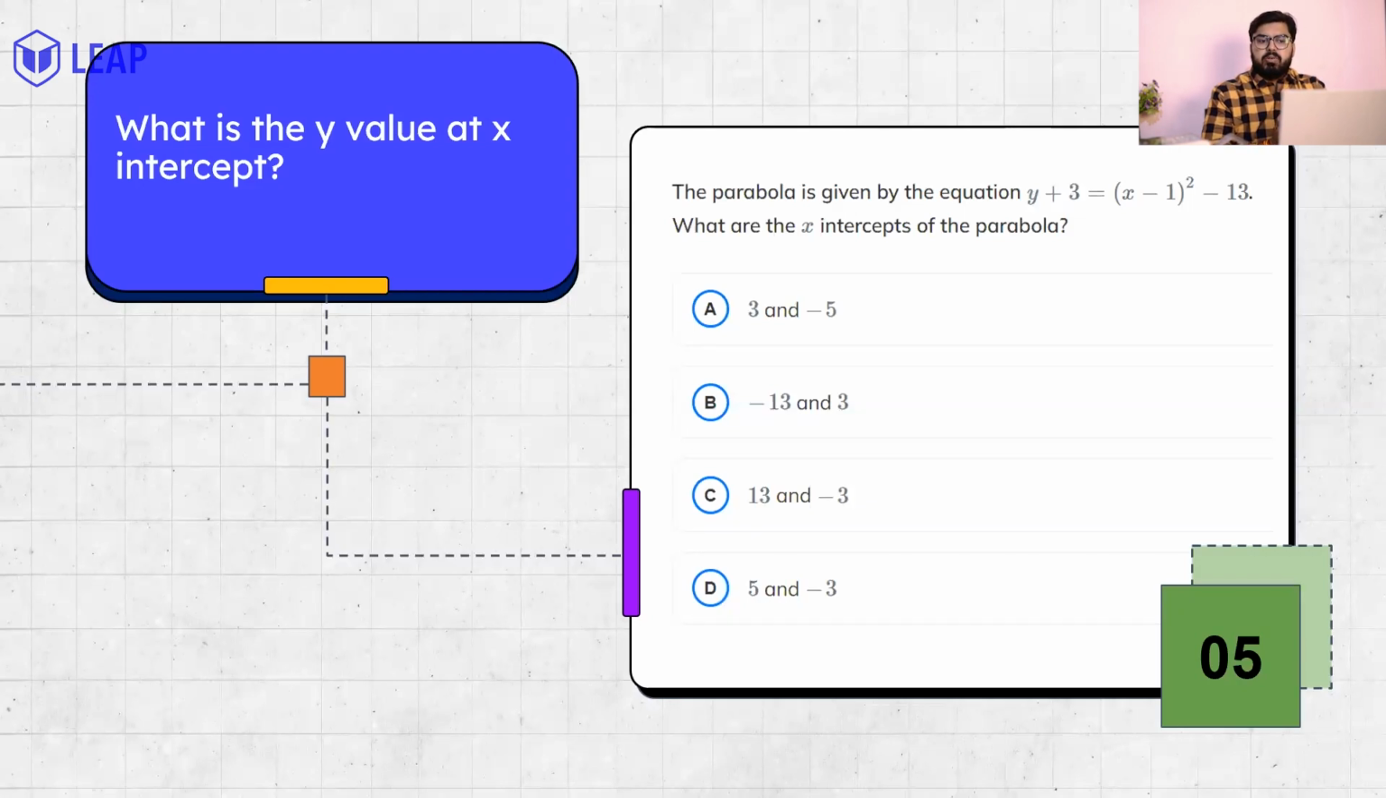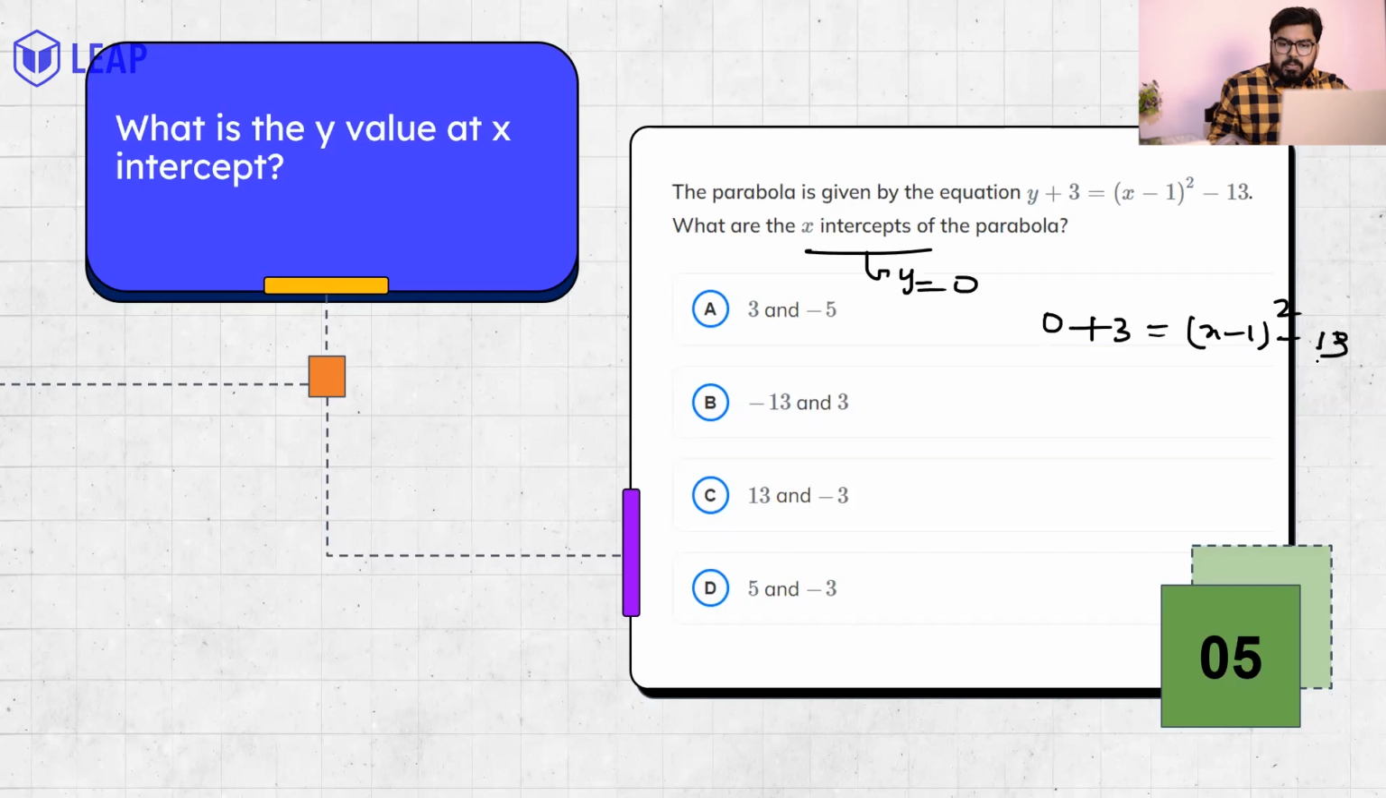The parabola is given by the equation this. What is the x-intercept? So to find the x-intercept, the y value is 0, right? So you can just put the y value 0 and solve for it to get the x-intercept. Okay, so it's going to be 16 equal to (x minus 1) squared. So x minus 1 equal to plus minus square root of 16.